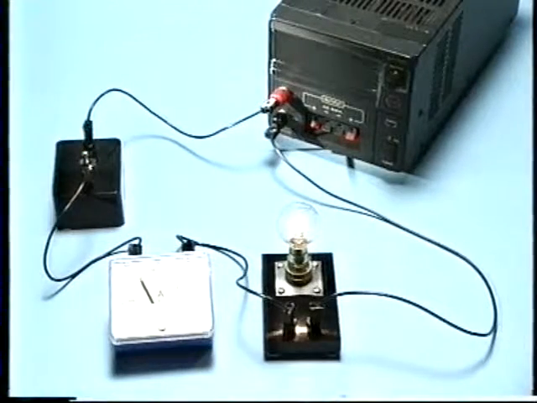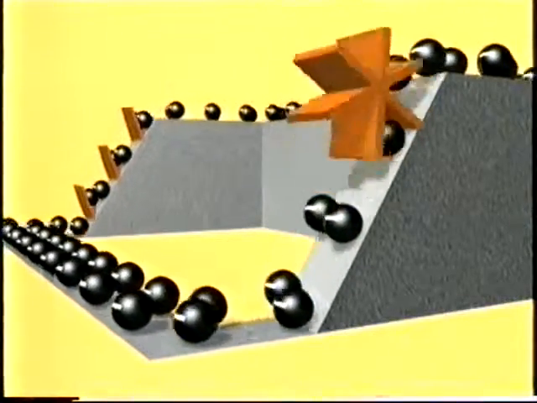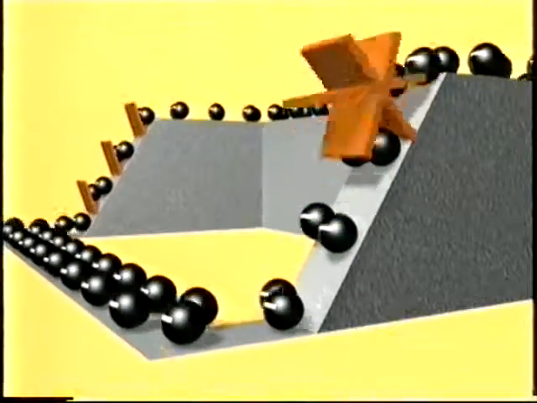Current is the amount of charge passing a point in 1 second. It's measured with an ammeter. In our model, the current is the number of electrons passing the paddle wheel per second.